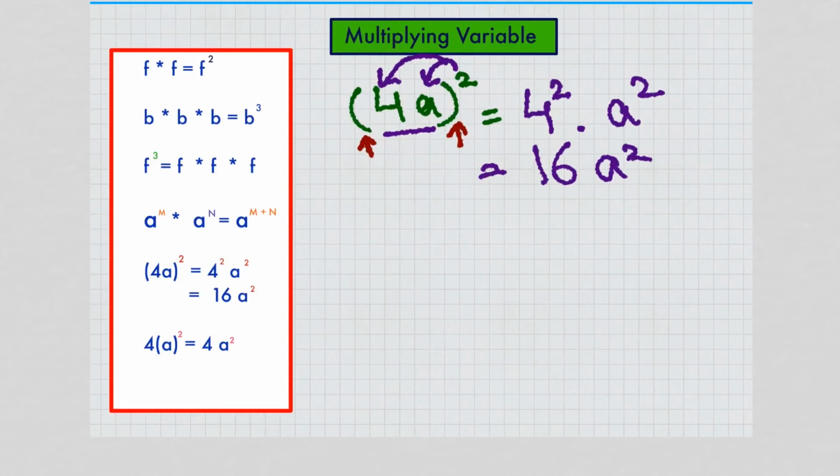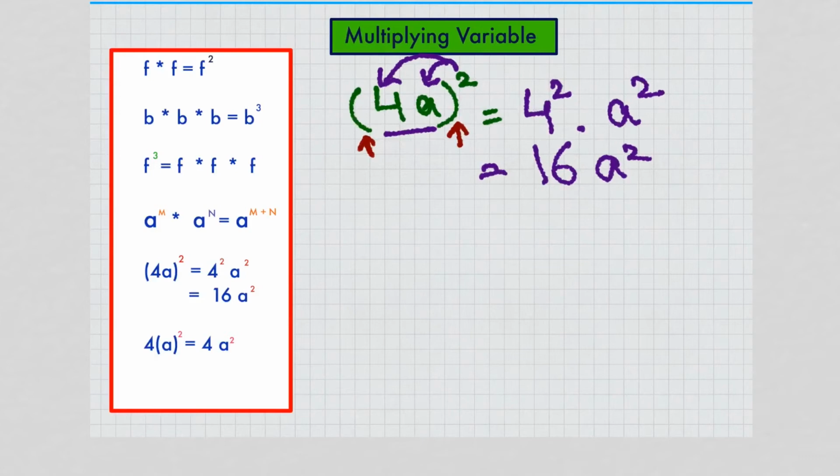The common mistake which students usually make in this type of question is that they only apply the power to one term, just the 4. They write 16a instead of 16a squared. But please always remember, if you have a bracket and then a power, you need to apply the power to every single term. In this one we have 4 and a, we have to apply the square to the 4 and to a as well. It's 4 squared a squared, equal to 16a squared.